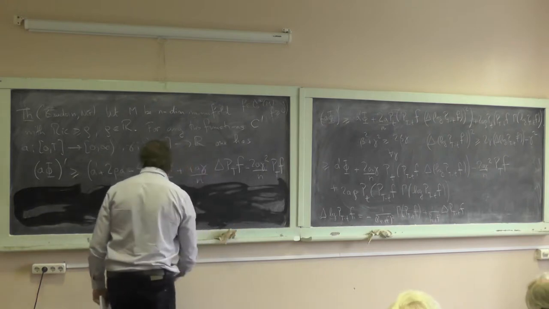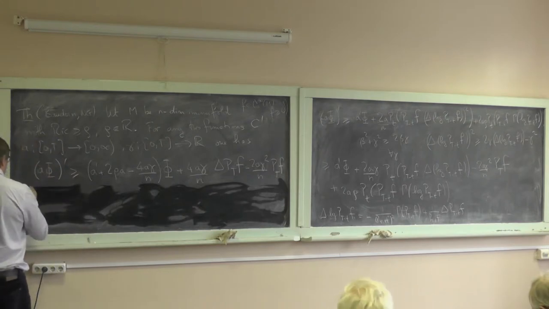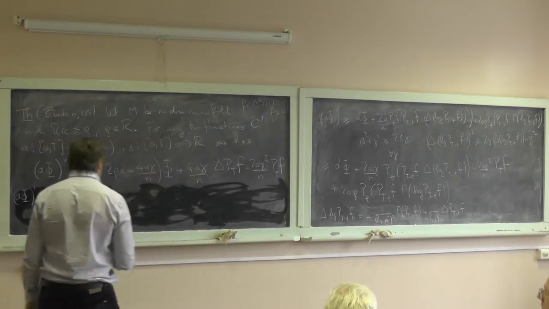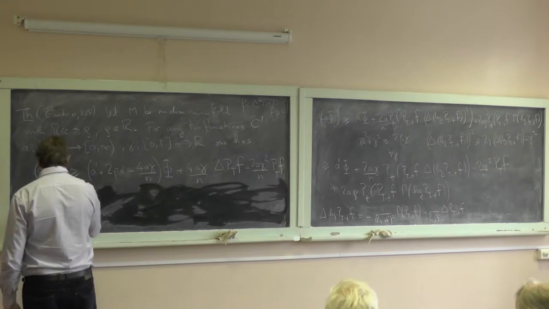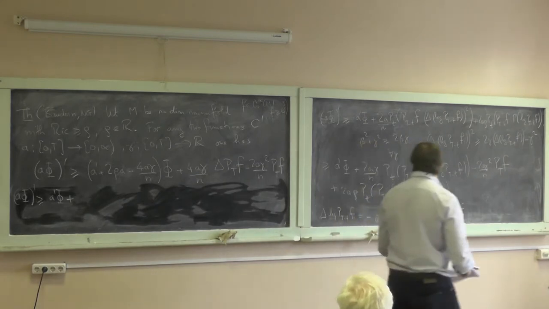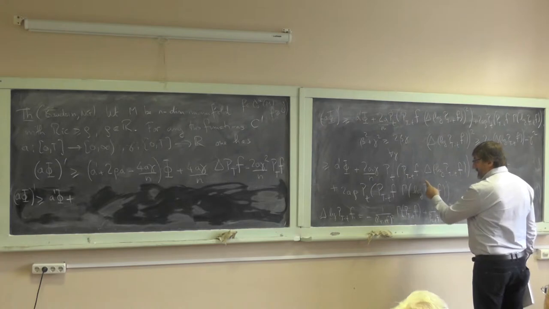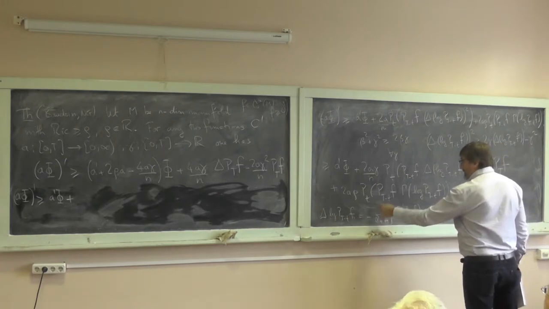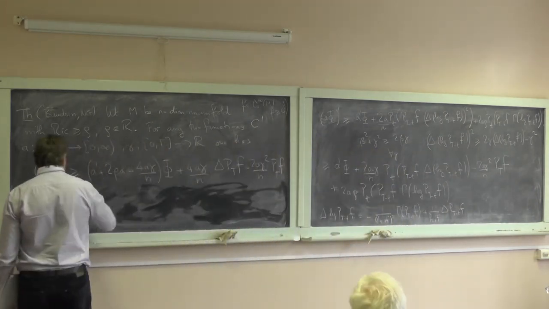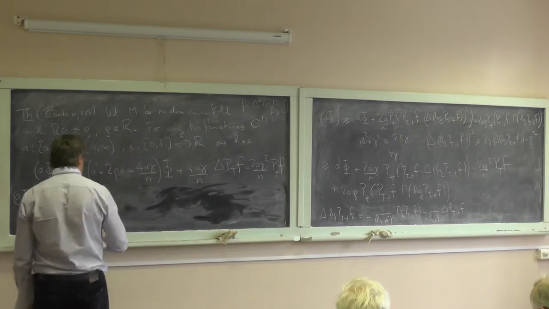So we get that A phi prime is bigger than or equal than A prime phi plus. So let's put this first piece in here. So we have with a minus, so we get a minus 2 A gamma over N.